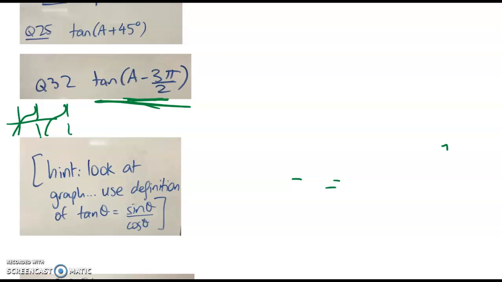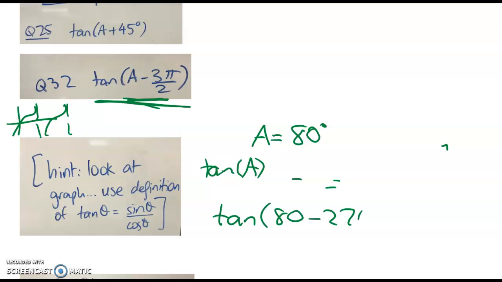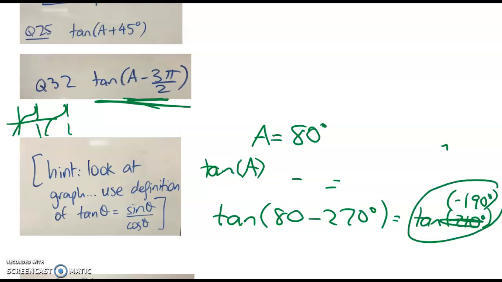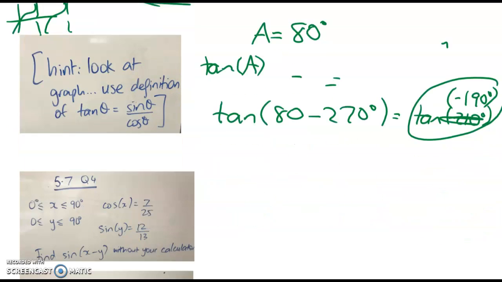In other words, if I had A is equal to, I'm trying to pick an easy number, if A is equal to 80 degrees, not 90 degrees, 80 degrees, we can find tan of A. But what we want to find is a nice expression for tan of 80 minus 270 degrees, right? Which is tan of negative 190 degrees. Can't do maths, right? And there's no problem with finding the tan of negative 190 degrees. It's going to be defined.